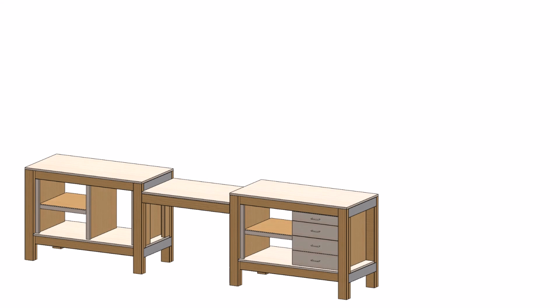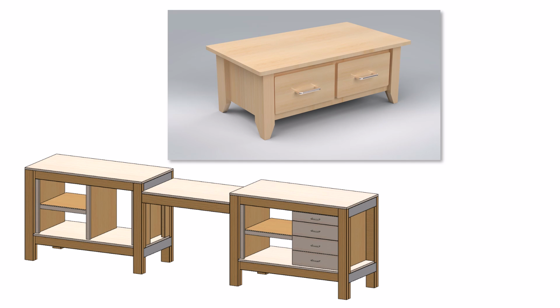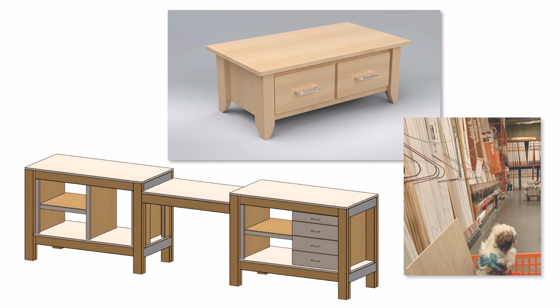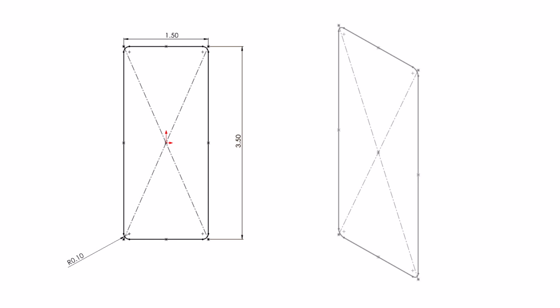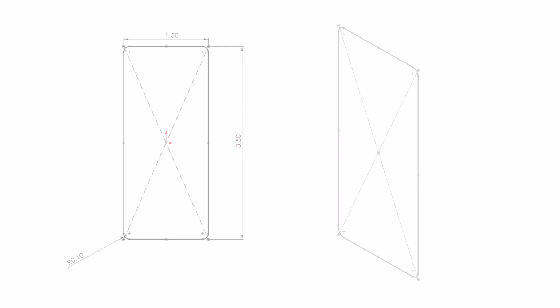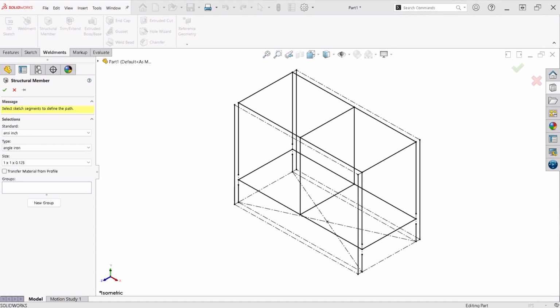I create a lot of designs using 3D sketches and weldment tools. Many of the projects I work on use structural members made from materials that I can acquire at my local home supply store. In this video, I'll show you how to create custom weldment profiles that you can use with SOLIDWORKS weldment features. A weldment profile is a special type of file called a library feature part and must be created and stored in a folder.